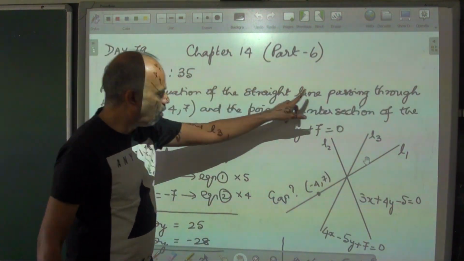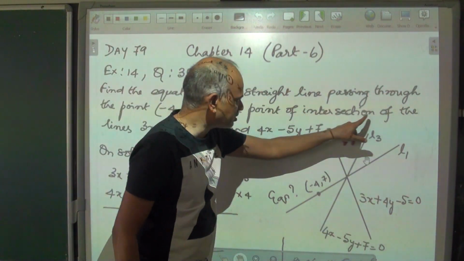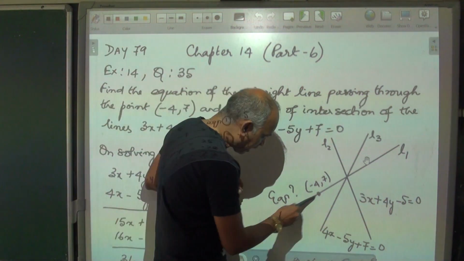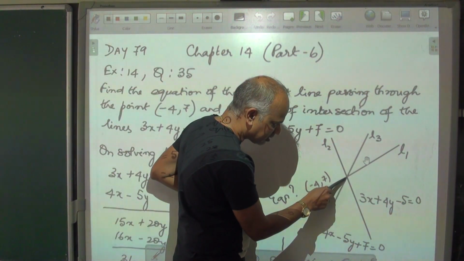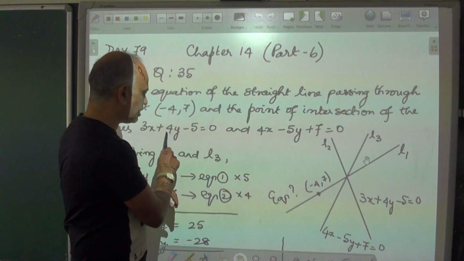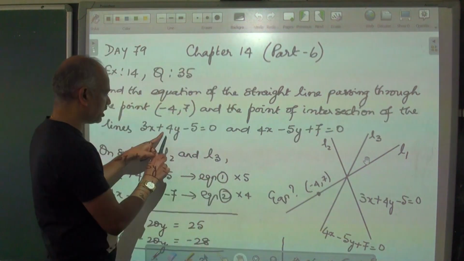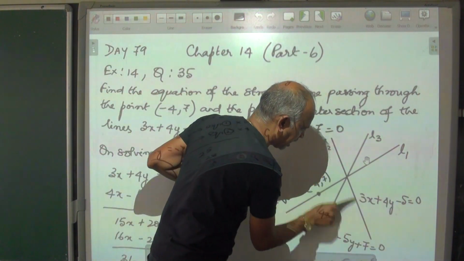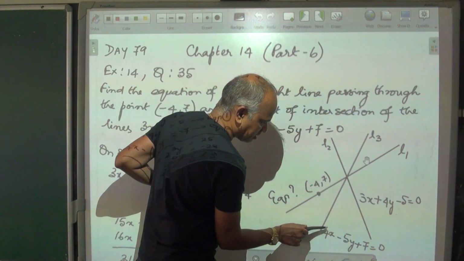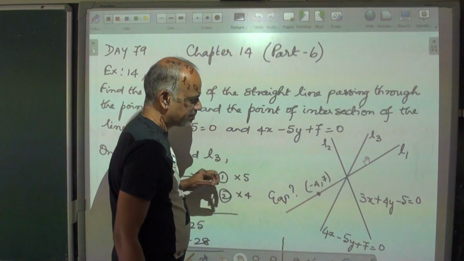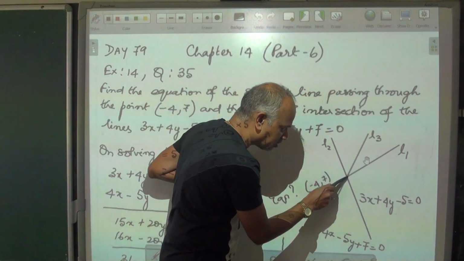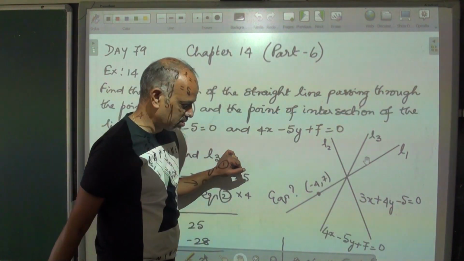And it also passes through the point of intersection of two lines given here. This is the point of intersection of these two lines, line 2 and line 3, whose equations are known. Line 2's equation is 3x plus 4y minus 5 is equal to 0. And line 3's equation is 4x minus 5y plus 7 is equal to 0. Wherever these two lines intersect, this first line also passes through that point. That's what the question says.